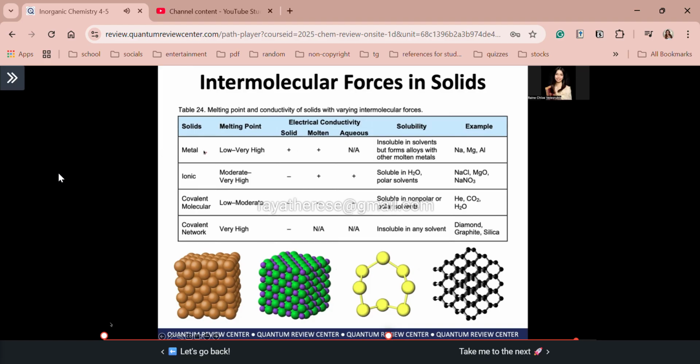First, the metallic solids, okay, of course, made of metallic bonds. Now, their melting point is low to very high. And metallic solids are electrically conductive as a solid and in molten form, and they are insoluble in solvents, but they form alloys with other molten metals. So for example, sodium, magnesium, and aluminum. They are all types of metallic solids.